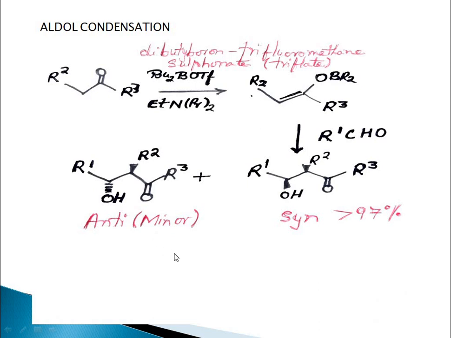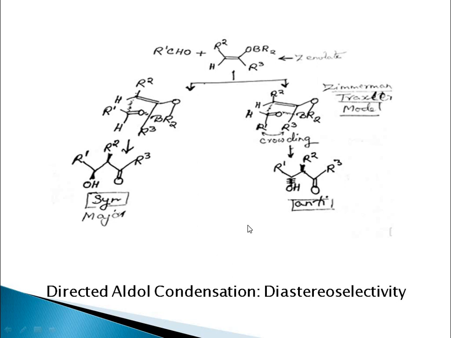Well, this is possible, as we can see, by showing the entire mechanism using the Zimmerman-Traxler model. Now, this is the Z enolate. At the same time the E enolate is also formed. Besides Z, we also get E enolate. Both are formed, and the two we can easily separate by column chromatography. So we have separated them, and Z is formed in excess, as we saw here.